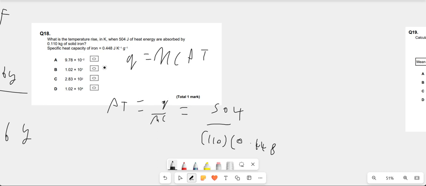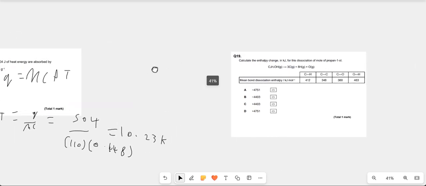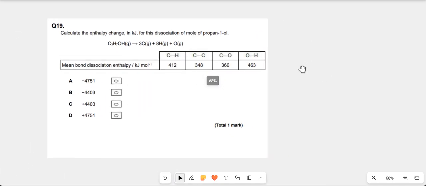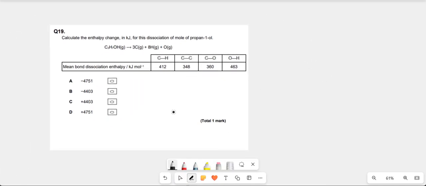I can't let that load. Calm, yeah? So that's going to produce 10.23K, and that's going to be B, yeah? Alright, calm.